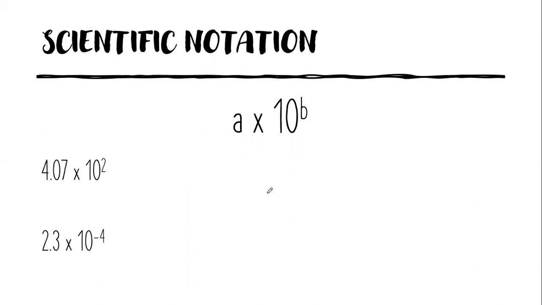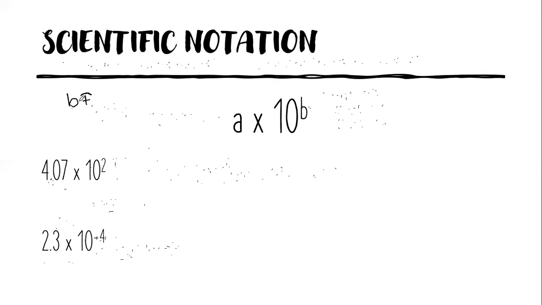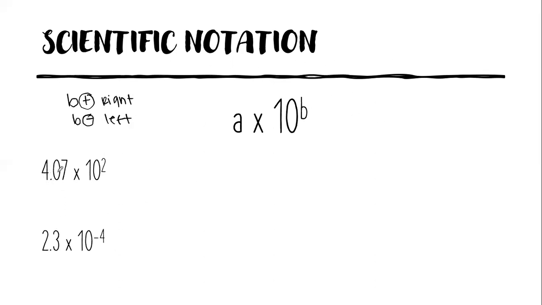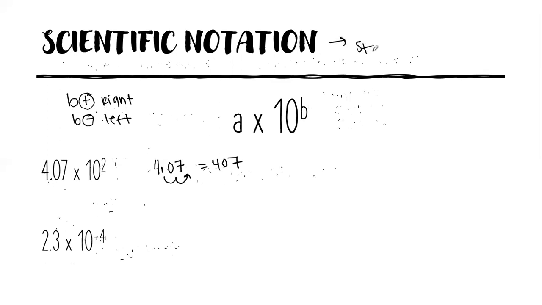So let's say that it gave me the scientific notation format and it wanted it in standard form. Now you could just put these into Desmos and figure out what it is, or if your B is positive, it's telling you to move the decimal to the right. If your B is negative, it's telling you to move the decimal to the left. So 4.07 times 10 to the power of 2, that positive 2 is telling me to move my decimal place to the right 2 places. So 1, 2. So that answer is 407 in standard form. So this is scientific to standard.